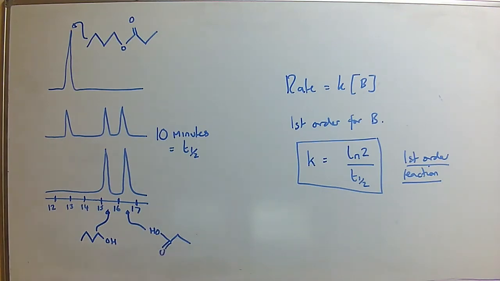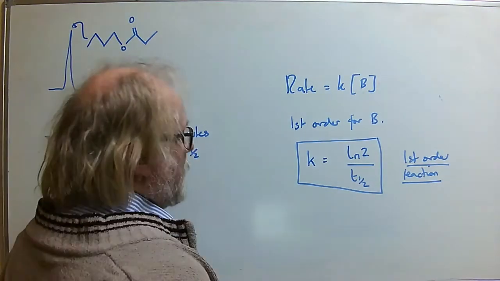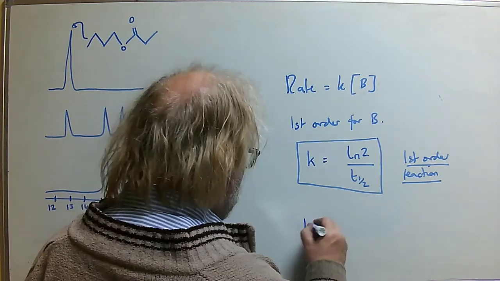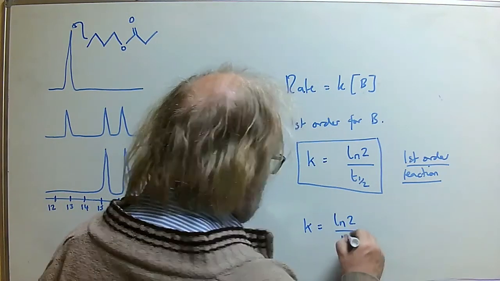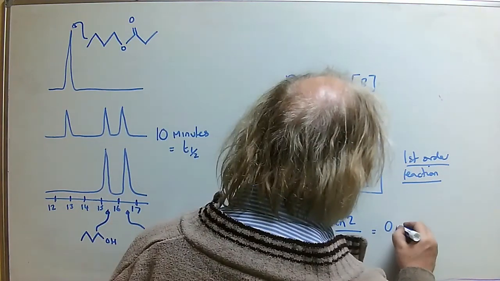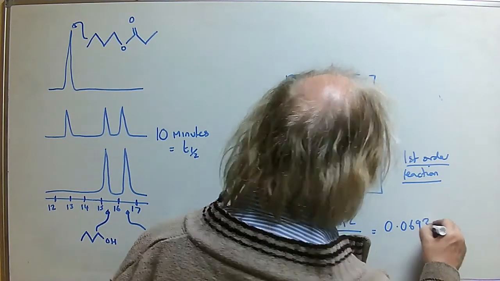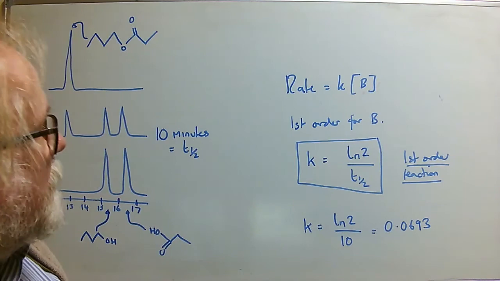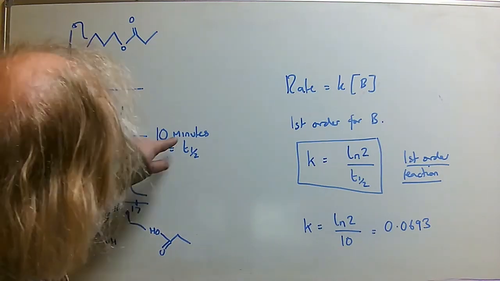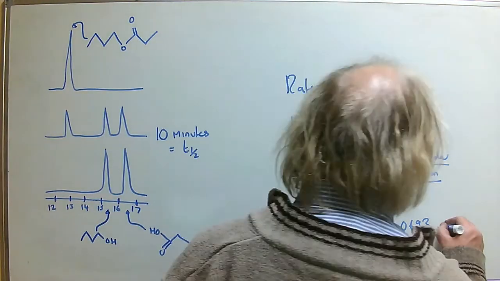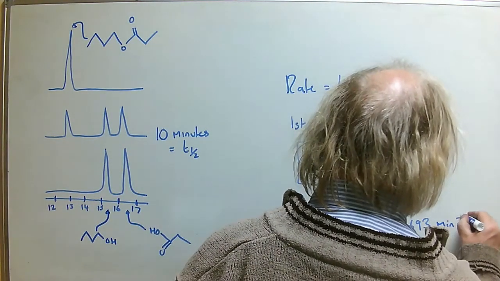So you then just have to plug the numbers into there. So you get that K is equal to the natural log of 2 over 10, which is 0.0693. And the units, well, it gave you those in the question, but for a first order reaction you'd normally expect second to the minus 1, but because we're working in minutes, it's minutes to the minus 1.